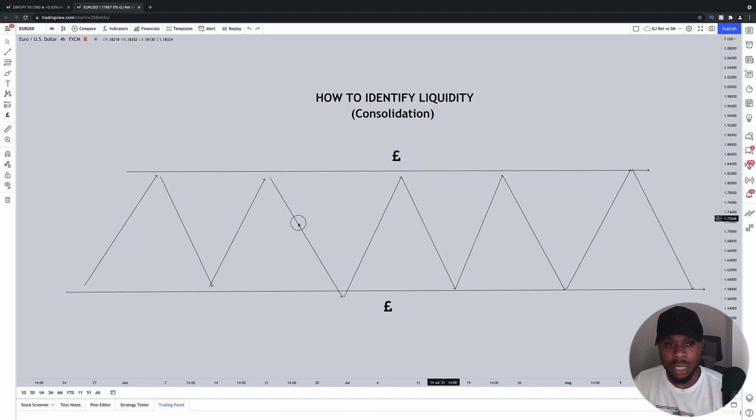The more they consolidate, the longer they keep price consolidating or moving in a range, the more money they're building up on both sides of the market.